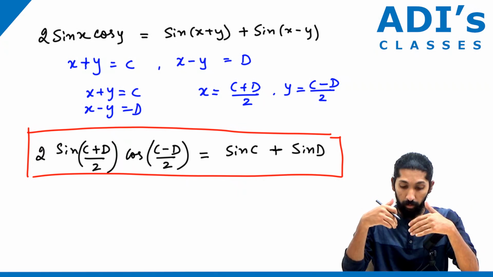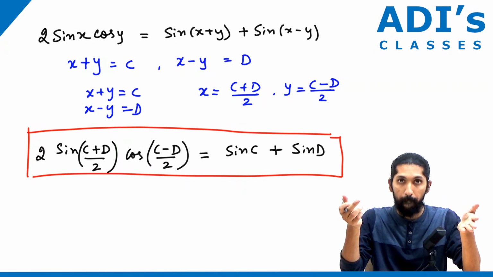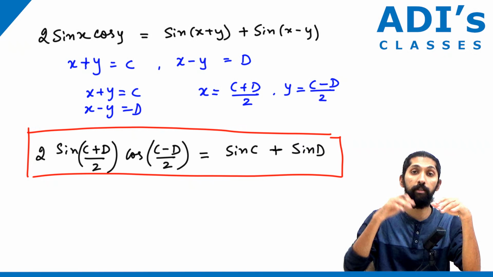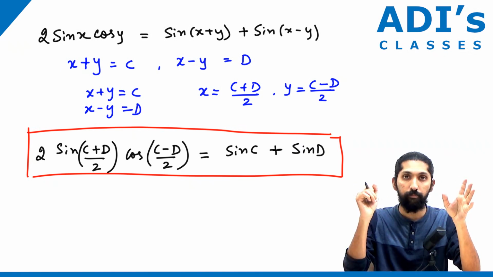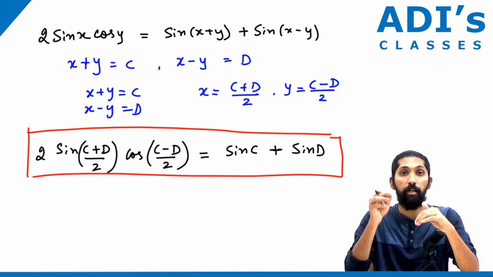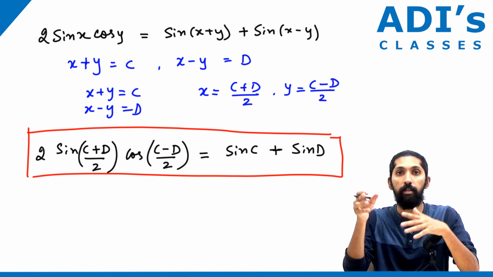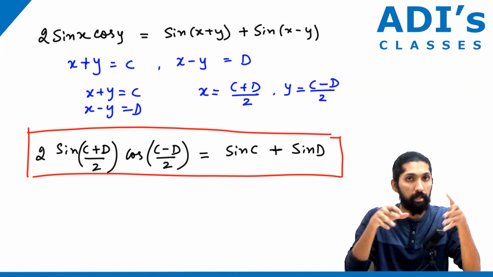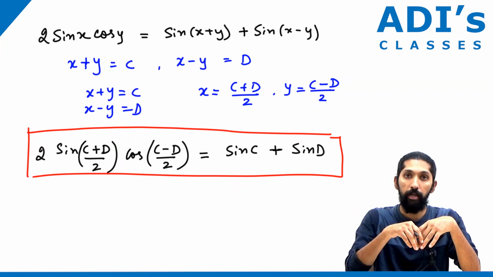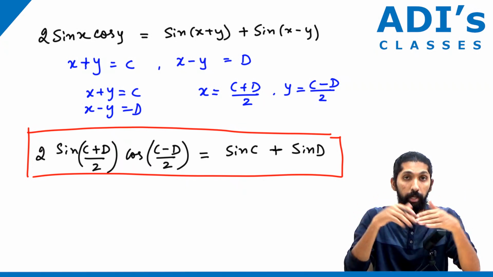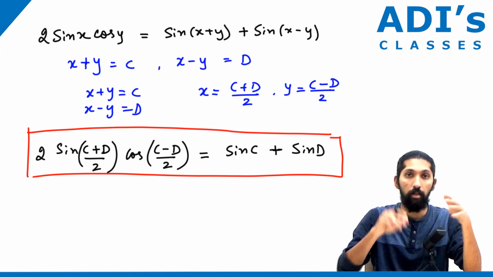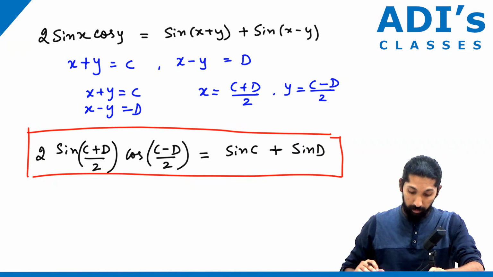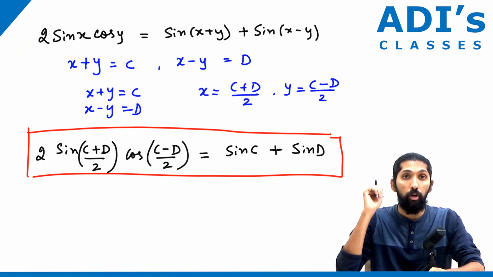In some of the books you will see it in terms of x and y, that's no problem. If you write sine x plus sine y, then you get 2 sine (x plus y) by 2 cos (x minus y) by 2. Alright.